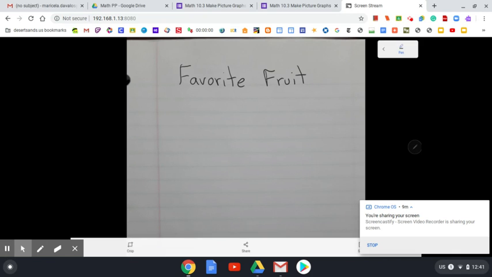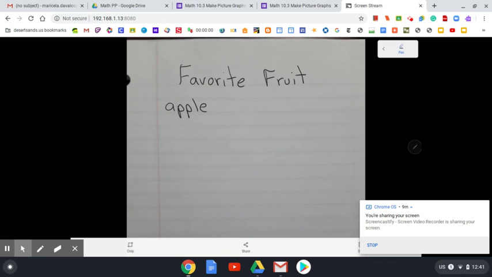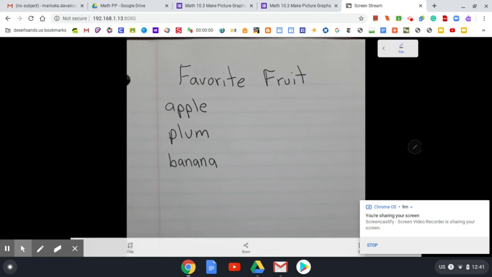Now I'm looking at the information, and the title was favorite fruit. So you have to put the title, favorite fruit. And then it says one of the fruits was apple. Now you might have to skip a line and then you put plum. That's the next fruit. And then skip a line and then write banana. And then skip a line and then you're going to write orange.